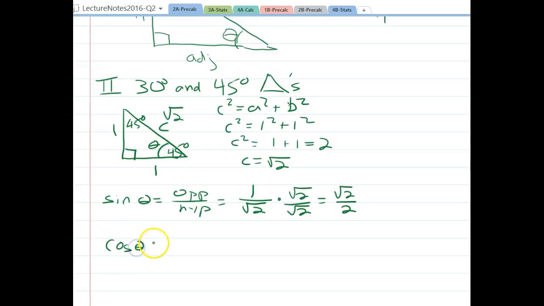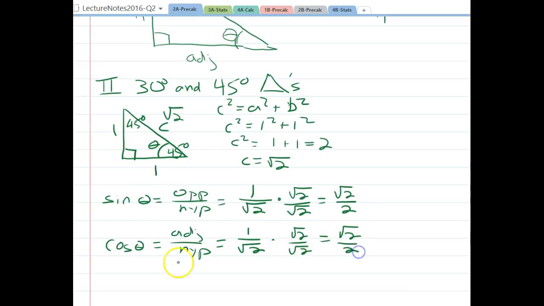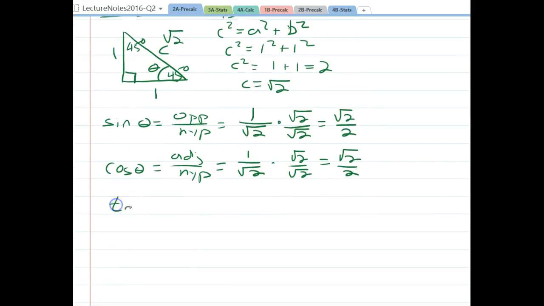If I do cosine theta, that's going to be adjacent over hypotenuse, which is going to be 1 over the square root of 2 again, because my adjacent side is this 1. I rationalize once again, get the same answer, square root of 2 over 2. If I take the tangent function, that's the opposite side divided by the adjacent side. And so that's going to be 1 over 1 or 1.